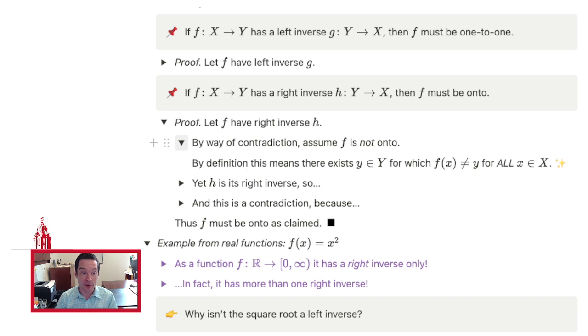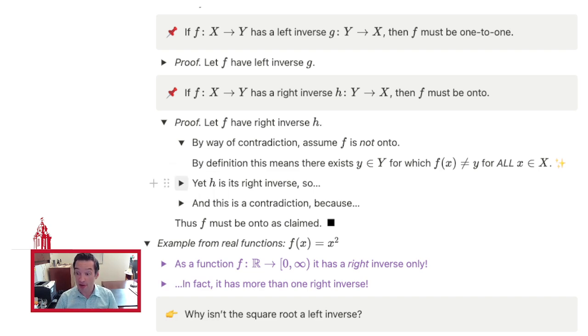By definition of onto, that must mean that there is some element in the codomain, some y, for which we can't solve the equation f of x is equal to y, right? Some horizontal line that the graph of this function never touches, right? Some y that has no x which corresponds to it.